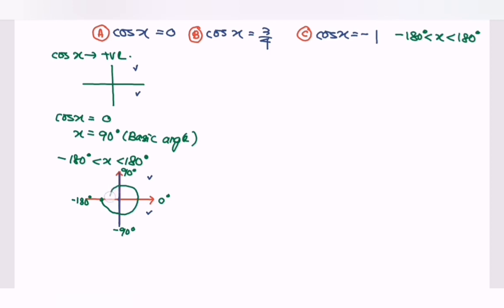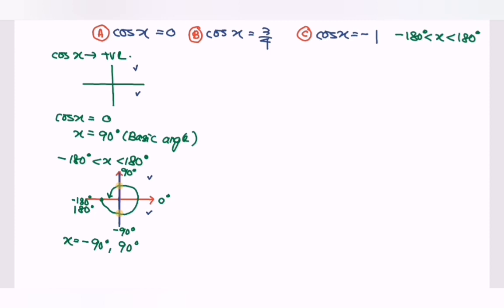Then 180. So here will be our situation. For the answer, we will have the intersection between the blue color and the green line, where this is the first intersection, then this will be the second intersection. So finally, step number 5, the solution. X will be equal to negative 90 degrees, then we will have 90 degrees for part A.